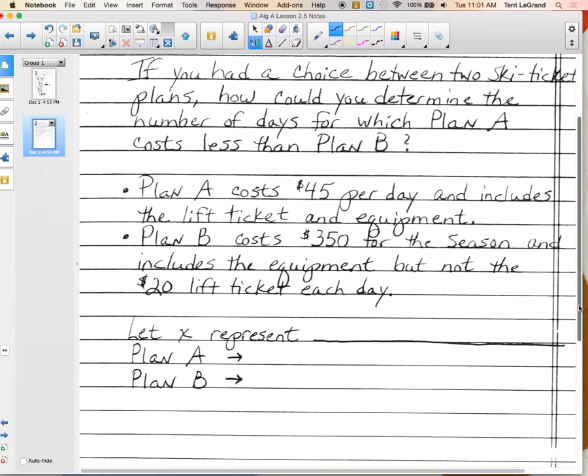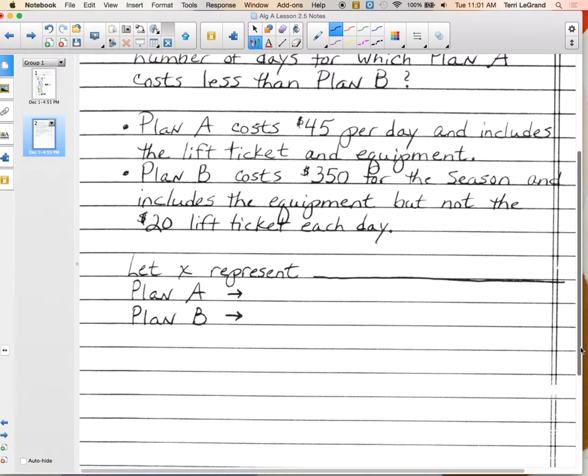Do you think X is the number of dollars per day, or do we already know that? Do we already know how many dollars it is per day? How much is it in plan A per day? $45. $45 a day, okay? So we already know how much it is every day. How about plan B? Do we know how much it is every day? It's how much every day that you go skiing? Well, no, it's not $350. That's a one-time fee, isn't it? But every time you go skiing, it costs you how much each day that you ski, Julia?